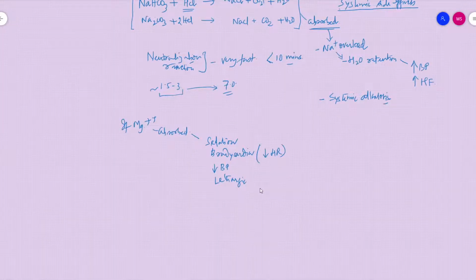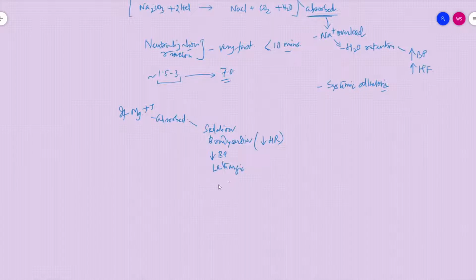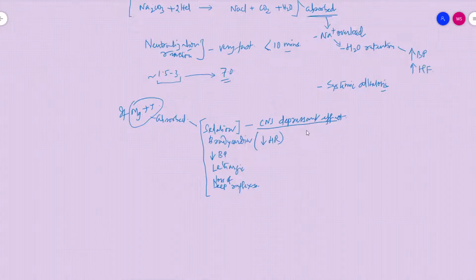Okay, and it can make the person lethargic, meaning the person will lose all the mood or enthusiasm, and then there will be loss of deep reflexes. Okay, so this can happen if magnesium gets absorbed. So these are the systemic toxicities of magnesium. Remember, magnesium ion on the CNS causes CNS sedation, so that is a CNS depressant effect. If you cause CNS depression, naturally you will be lethargic and you will lose deep reflexes. So the underlying point being that absorbed magnesium ion causes CNS depressant effects.